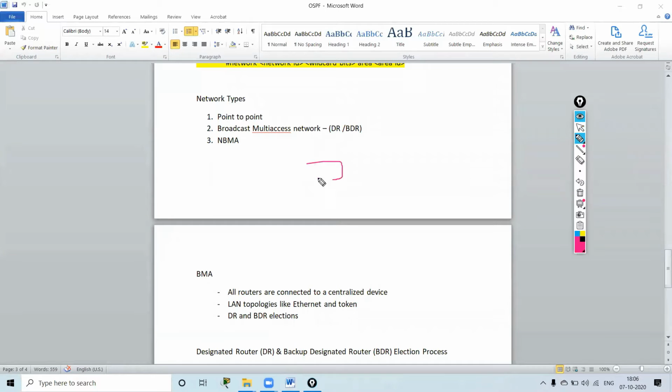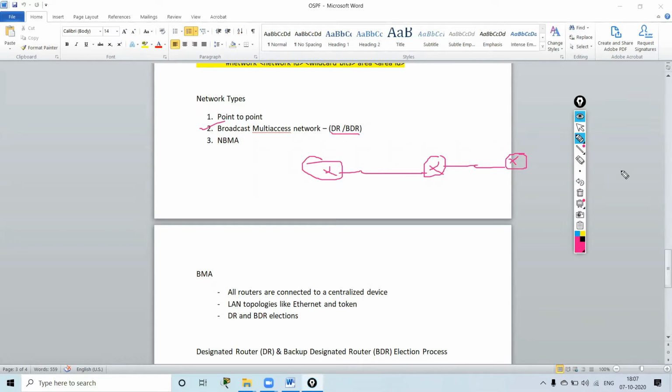Point-to-point means one router is over here, another router is connected point-to-point to this router. This is a point-to-point network. Then we have the BMA network, broadcast multi-access network, where my DR and BDR are elected.